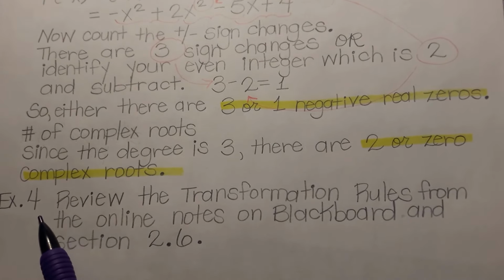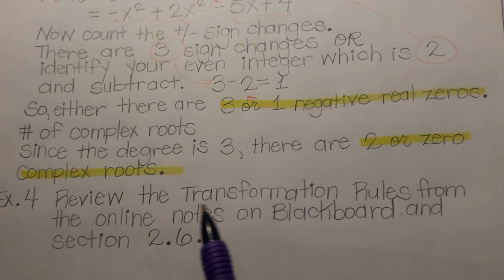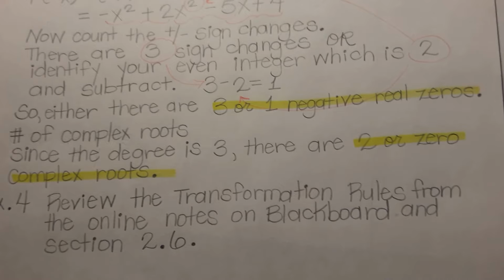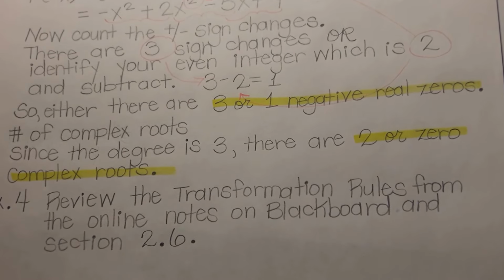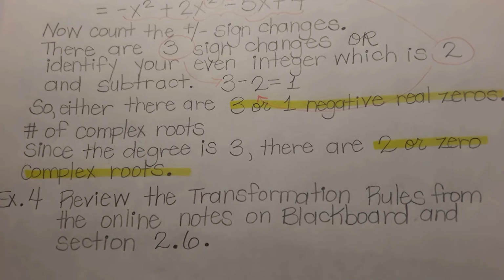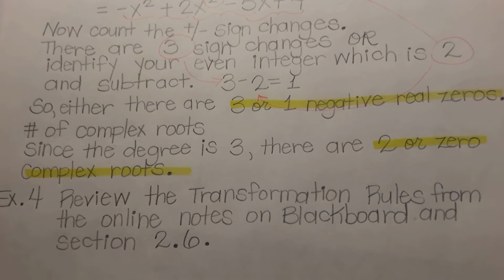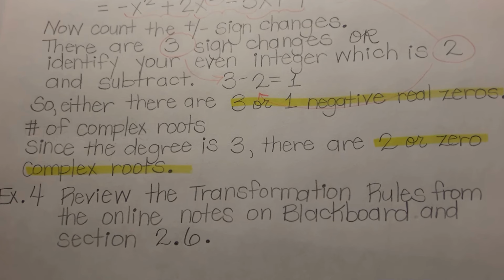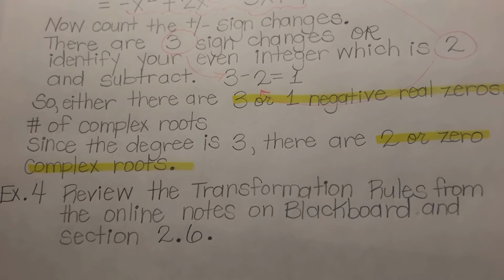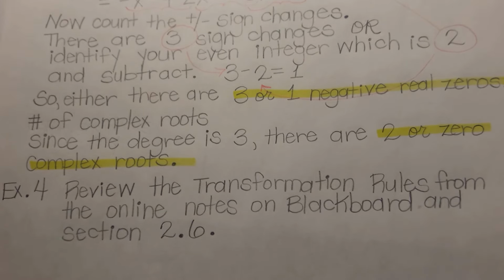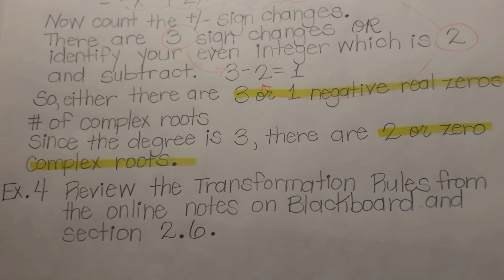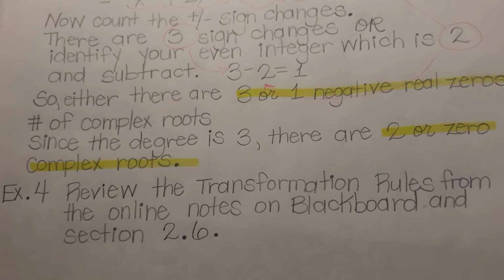Now, for example 4, you need to review your transformation rules from your online notes on Blackboard and look at section 2.6. Based on this example, all you're going to do is identify what the transformation will be, and then sketch that graph. So if it tells you to shift 1 or reflect on the x-axis, you're just going to take the actual graph, which is your parent function, and redraw it based off what the transformation tells you to do.